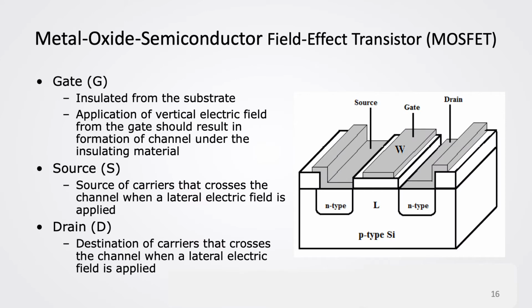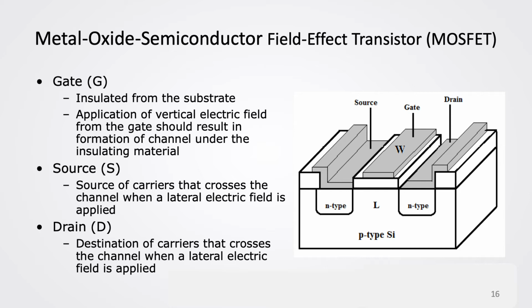So to summarize, the metal oxide semiconductor field effect transistor, specifically the N-type MOSFET, which is the NMOS, has three terminals. We have the gate, which is insulated from the substrate. We apply a vertical field at the gate, and this results in the formation of a channel under the oxide, the insulating material. The source terminal is the source of carriers that cross the channel when a lateral electric field is applied via a voltage at the drain, as was explained previously.